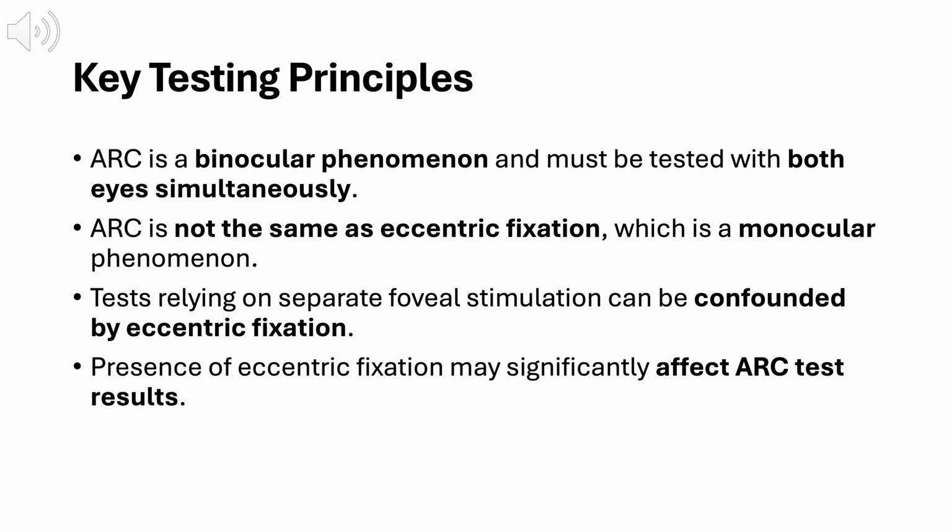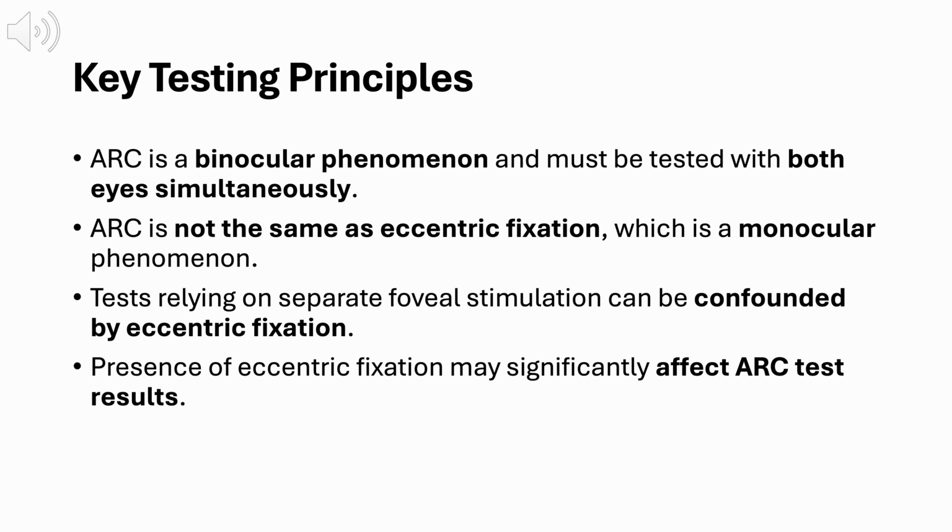Before interpreting any ARC test, there are a few principles you have to keep straight. First, anomalous retinal correspondence is a binocular phenomenon, which means it can only be tested when both eyes are viewing at the same time. If you test one eye at a time, you are no longer testing ARC. Second, ARC is not the same thing as eccentric fixation. Eccentric fixation is a monocular problem. It's about where one eye is aiming, whereas ARC is about how the two eyes are linked together cortically.